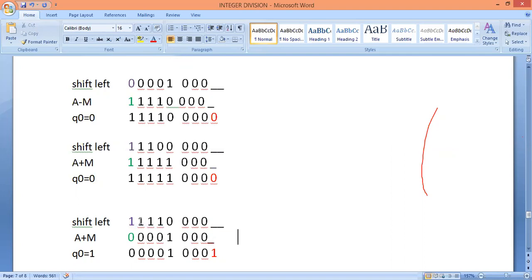Okay, now again I have to check the MSB. So what is MSB? MSB is 1. If the MSB is 1, then you have to add A plus M. So after adding A plus M, I'm getting 0, 0, 0, 0, 1. Then next, again check what is MSB? 0. If MSB is 0, this will become 1.